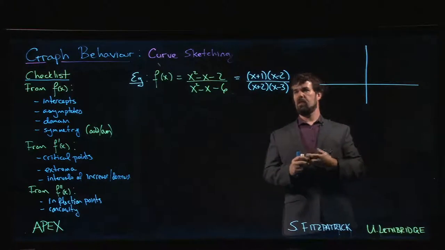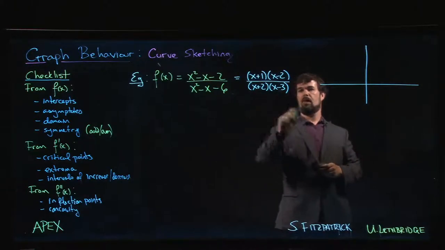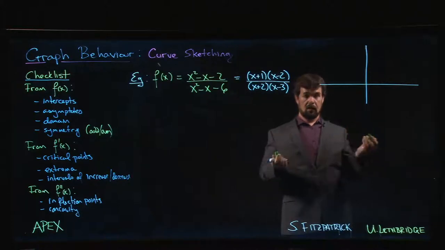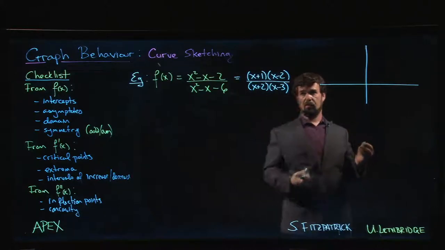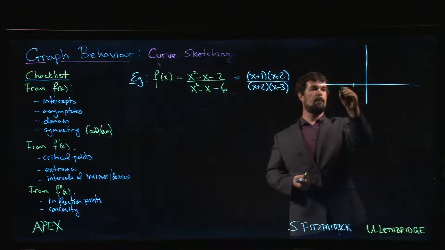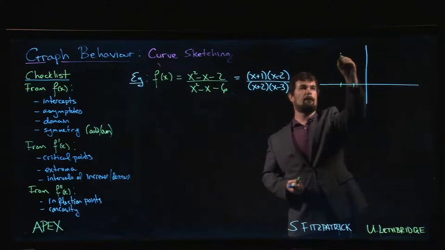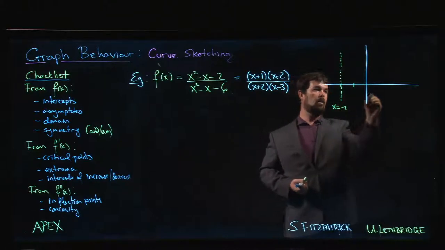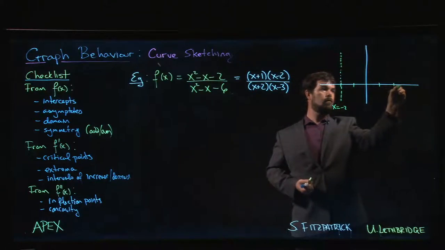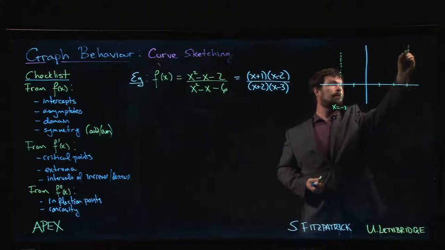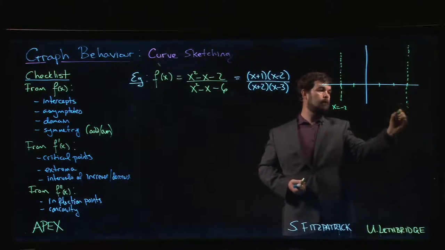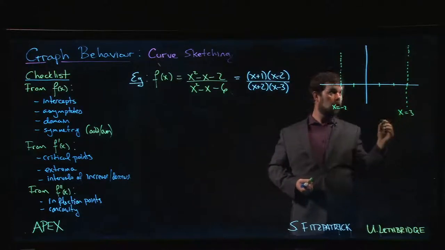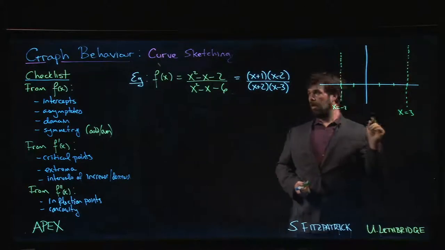The first thing we see is that we have two vertical asymptotes, right? The vertical asymptotes are always going to occur at the zeros in the denominator. So we have one at minus 2. We have another one at plus 3. We also have a horizontal asymptote, right?